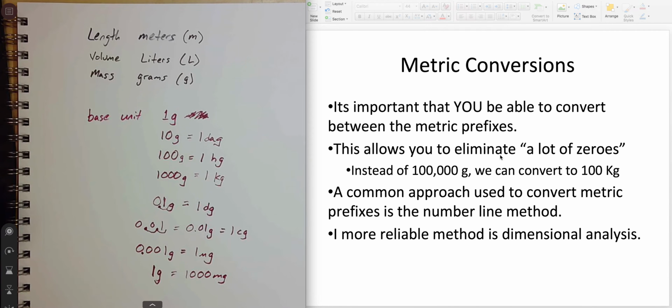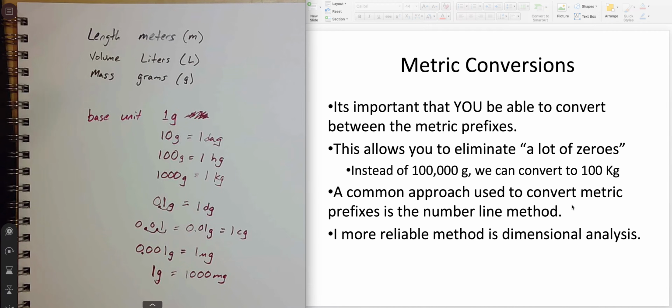You need to be able to convert between metric prefixes. We're going to be doing this all the time. So for instance, you're not going to take something and measure it as 100,000 grams. We're going to want to get it down to the most reasonable unit that we can try to calculate something in. So 100,000 grams, well, that's actually 100 kilograms. So how can we go about doing that?